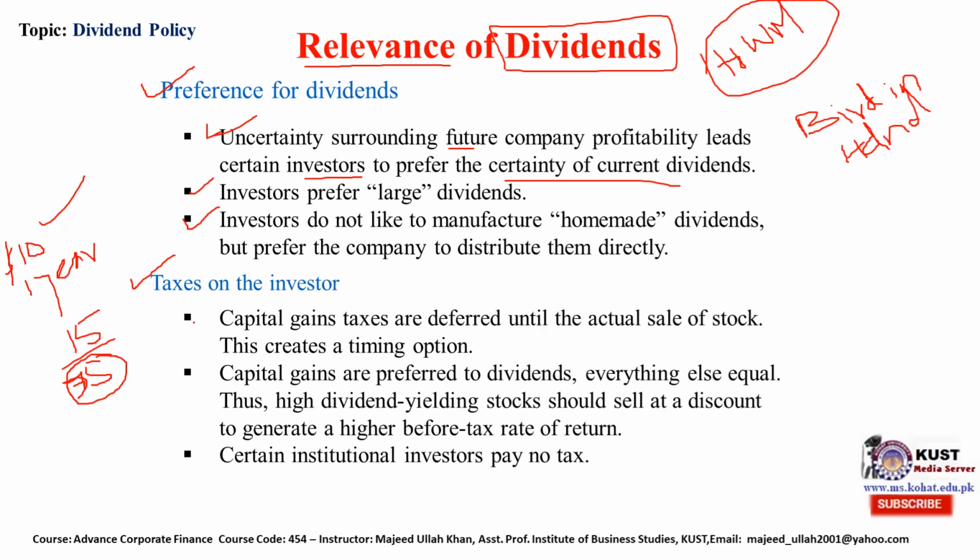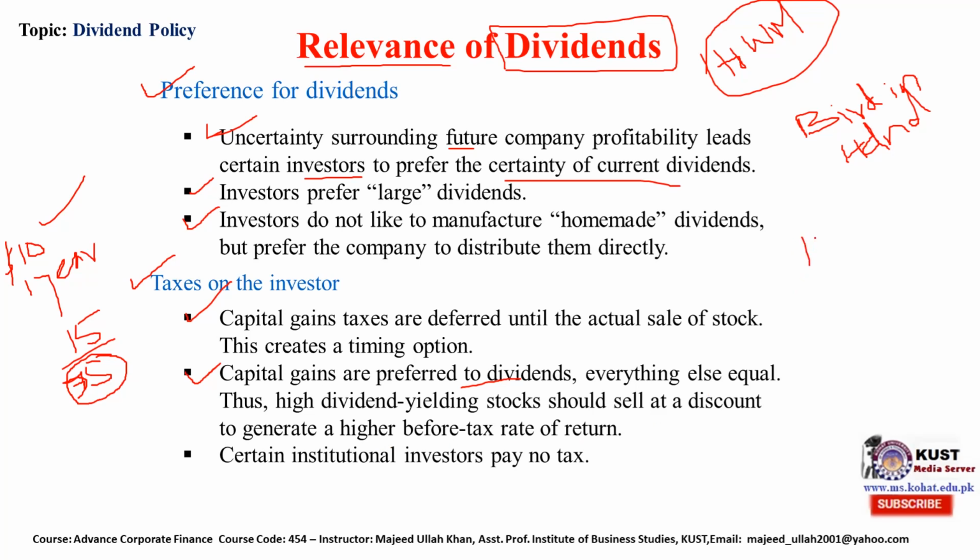This creates a timing option for the investors. Capital gains are preferred to dividends, everything else equal. So if the capital gain is high, then you will prefer capital gain if dividends are taxed a bit higher. Thus, high dividend yielding stock should sell at a discount to generate a higher before-tax rate of return.